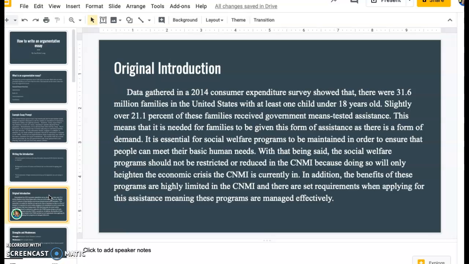This means that it is needed for families to be given this form of assistance as there's a form of demand. It is essential for social welfare programs to be maintained in order to ensure that people can meet their basic human needs. With that being said, the social welfare program should not be restricted or reduced in the CNMI, because doing so will only heighten the economic crisis the CNMI is currently in. In addition, the benefits of these programs are highly limited in the CNMI, and there are set requirements when applying for this assistance, meaning these programs are managed effectively.